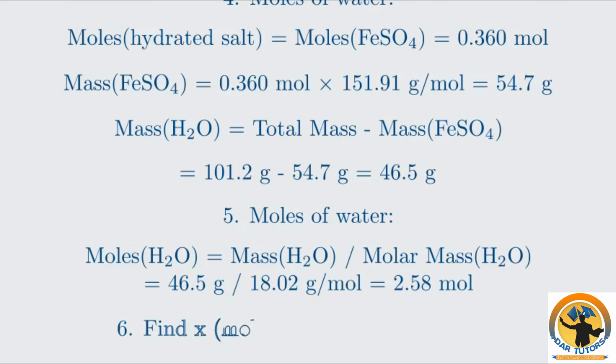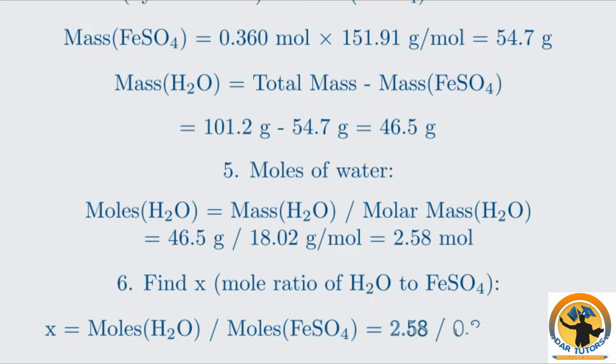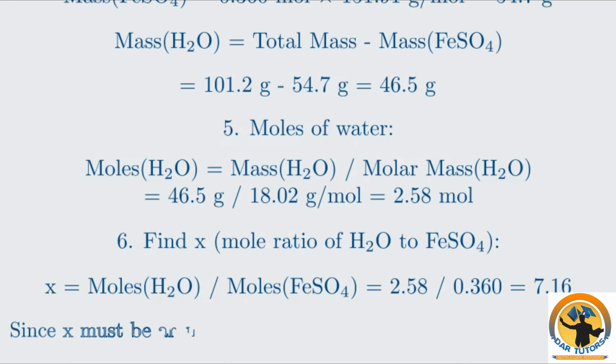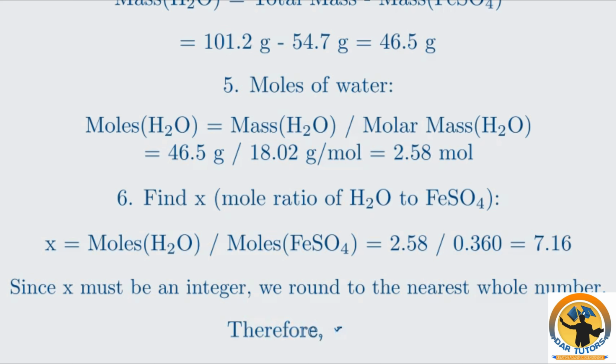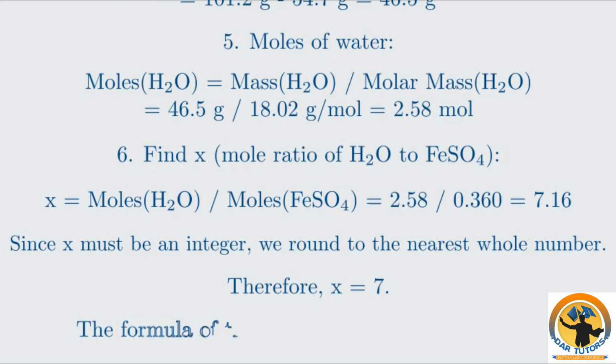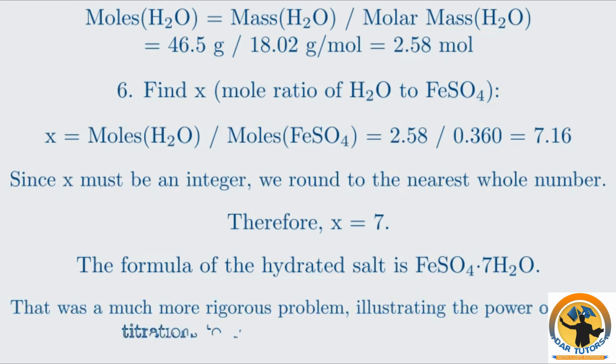Finally, we find the mole ratio of water to FeSO4 to get X. Moles of water, 2.58, divided by moles of FeSO4, 0.360, gives us approximately 7.16. Since X must be an integer, we round to the nearest whole number. Therefore, X is 7. The formula of the hydrated salt is FeSO4·7H2O. That was a much more rigorous problem, illustrating the power of redox titrations to determine an unknown quantity.